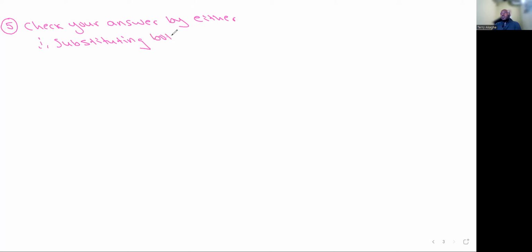And when you're done, like I always tell you, step 5 depends on the question. Usually, if you're not asked to, you don't need to do it. So you then need to check your answer by either number 1, substituting both values into either of the original equations.